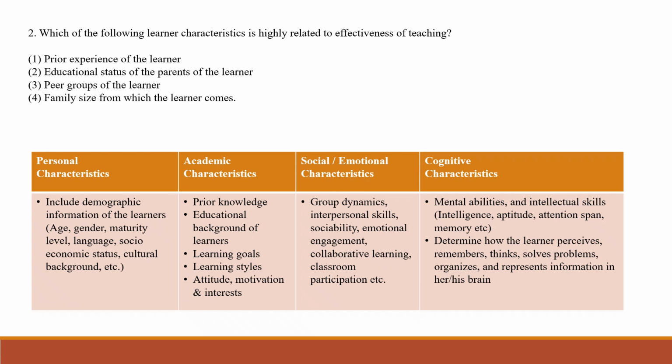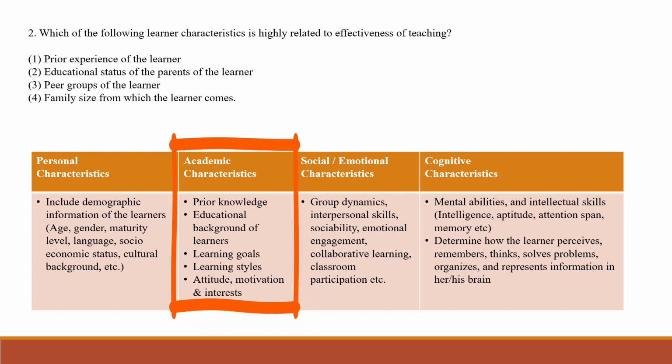The second one is academic characteristics. These characteristics tell us what the learner already knows: their prior knowledge, educational level, learning goals, learning styles, and academic motivations such as their attitude and interest towards learning. This aspect directly affects a learner's readiness to understand new concepts. For example, if a student already has foundational knowledge, teaching naturally becomes more effective.